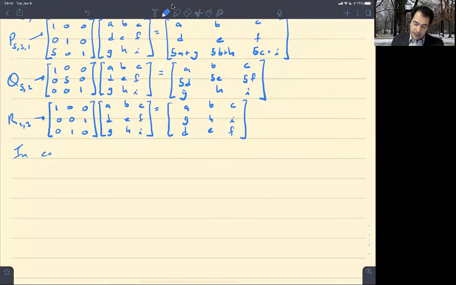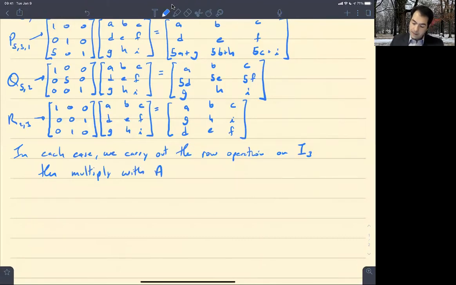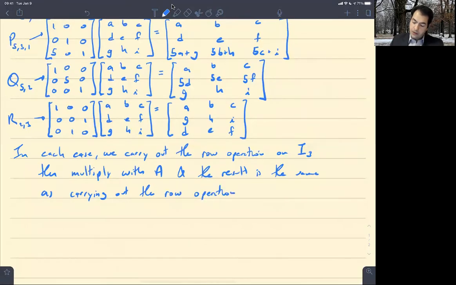So let's write out what we noticed. In each case, we carry out the row operation on the identity matrix, then multiply with A, and the result is the same as carrying out the row operation on A.